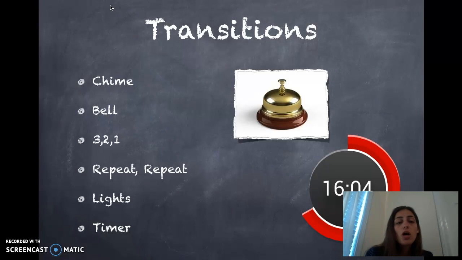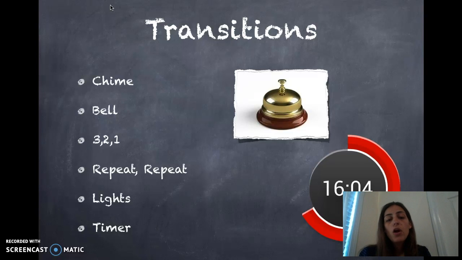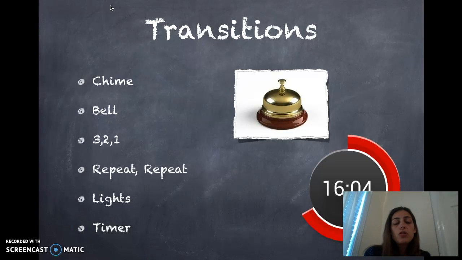So you can use a chime electronically or on your phone, your computer, a little button. You can use a bell, go old school. You can count down with them, and they know by the time that you hit 0 that they need to be moving on to the next activity. You can have them repeat what you say. In elementary school, they use this a lot, or they use a rhyme where the teacher starts it and then they finish it. You can flick the lights.